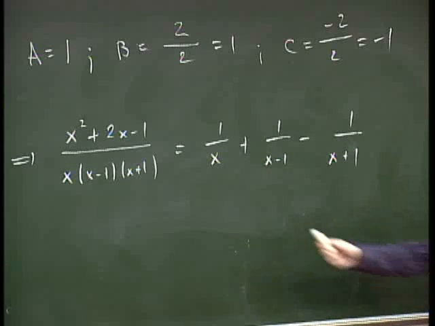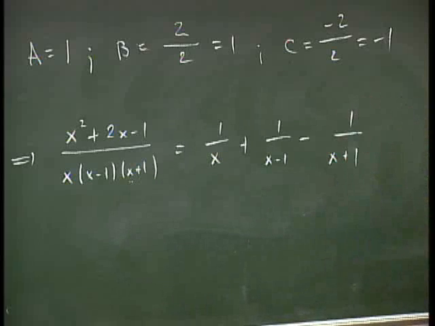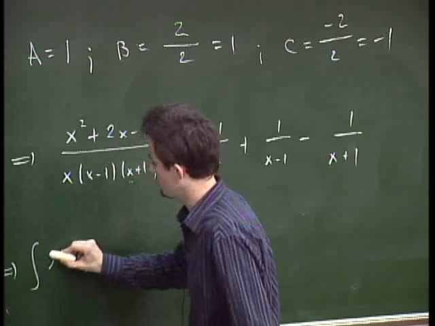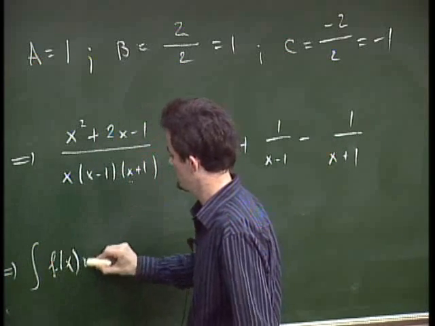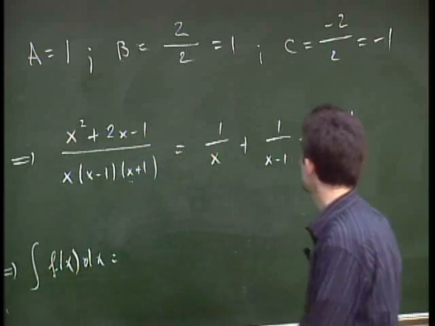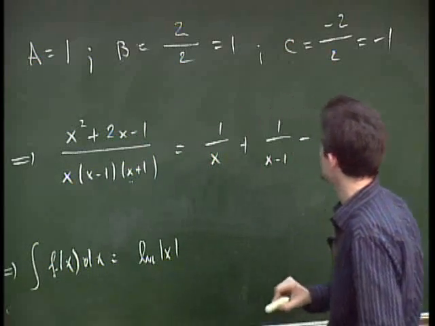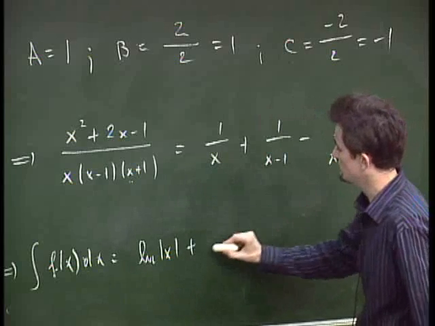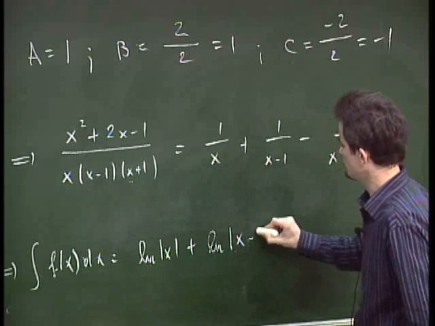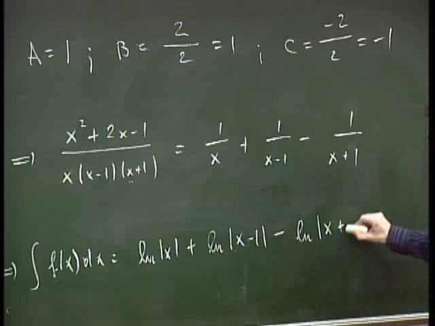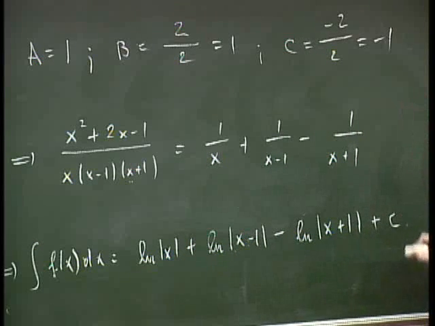Okay, and once you have written the given rational function in this form here, the integral is much easier to compute. So the integral over f of x, which is just this here, is equal to, so the integral of this one, which is the ln of absolute value of x, plus the integral of this one, which is the ln absolute value of x minus 1, minus the integral of this one, which is the ln absolute value of x plus 1, plus a constant.